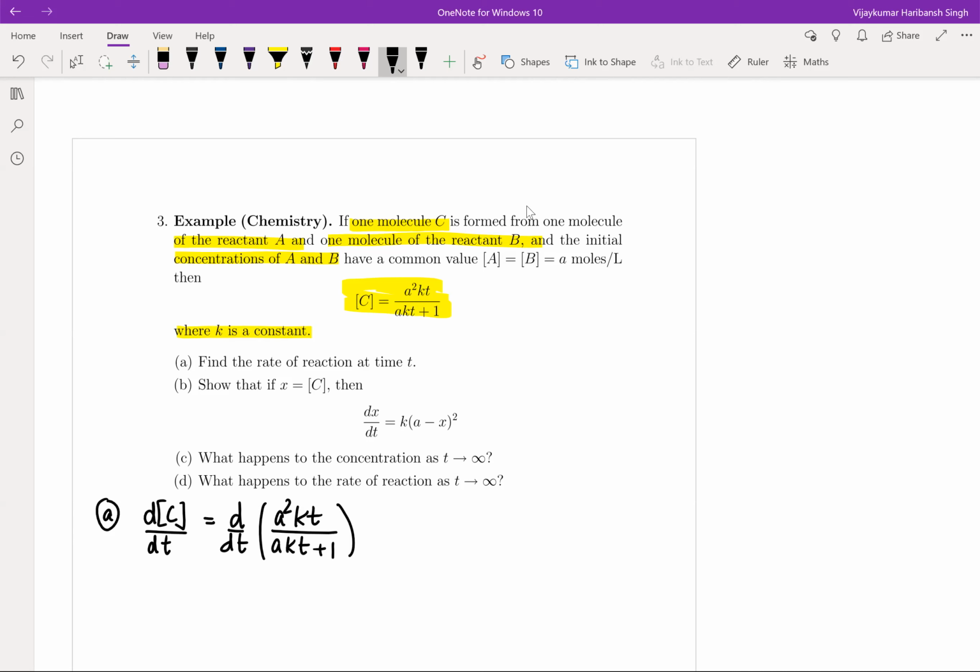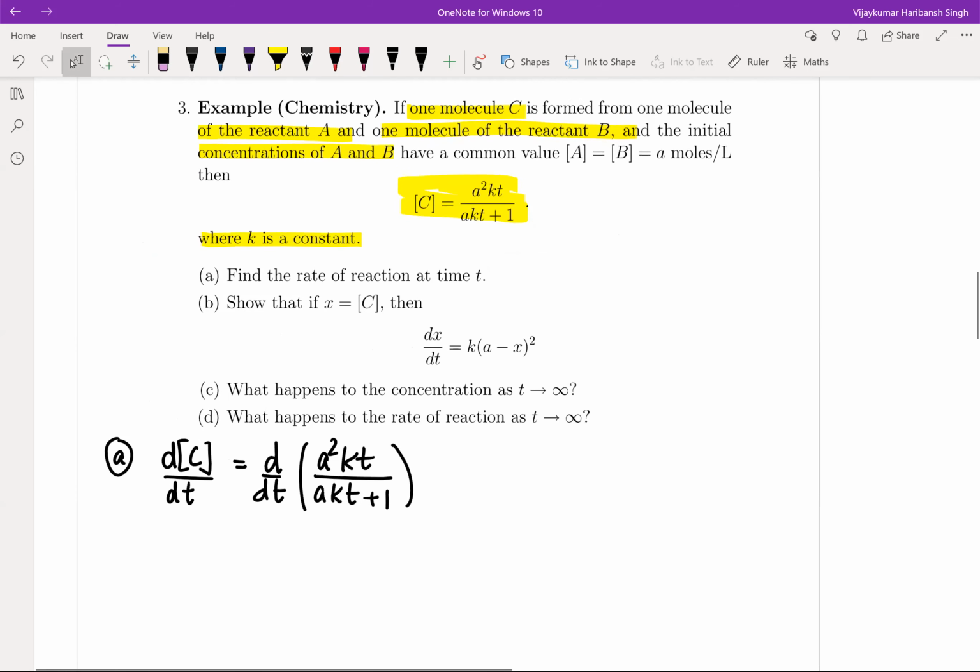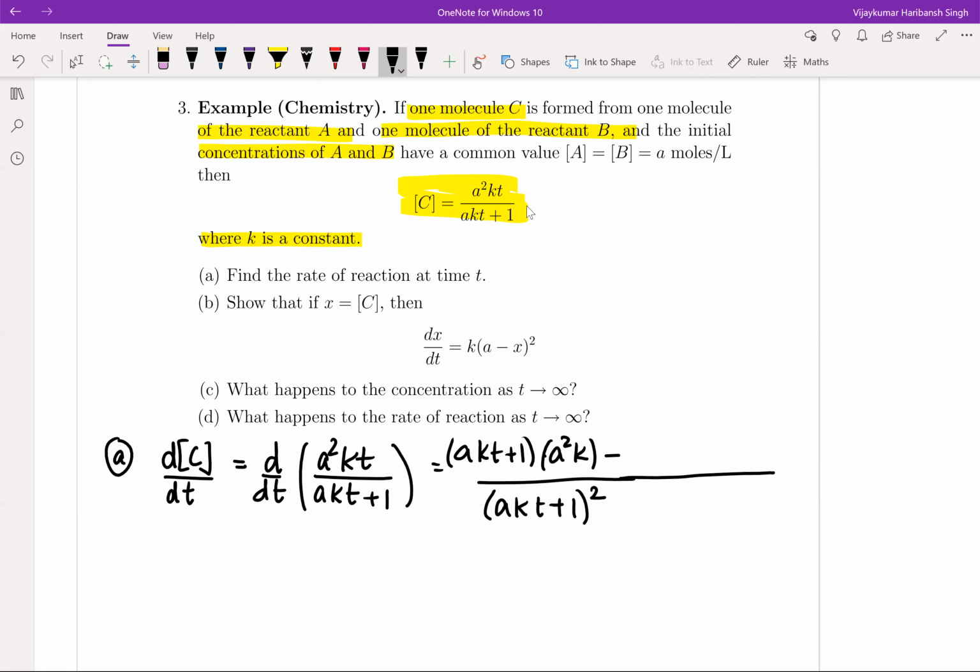Now we can apply the quotient rule. So we get akt plus 1 the whole square in the denominator, and in the numerator akt plus 1 as it is, multiplied by the derivative of the numerator, which is a square k, minus a square kt times the derivative of the denominator, which is ak. Now you can see that you can cancel off akt times a square k, which is a cube kt, which is what you get here as well. So the answer turns out to be a square k over akt plus 1 the whole square.